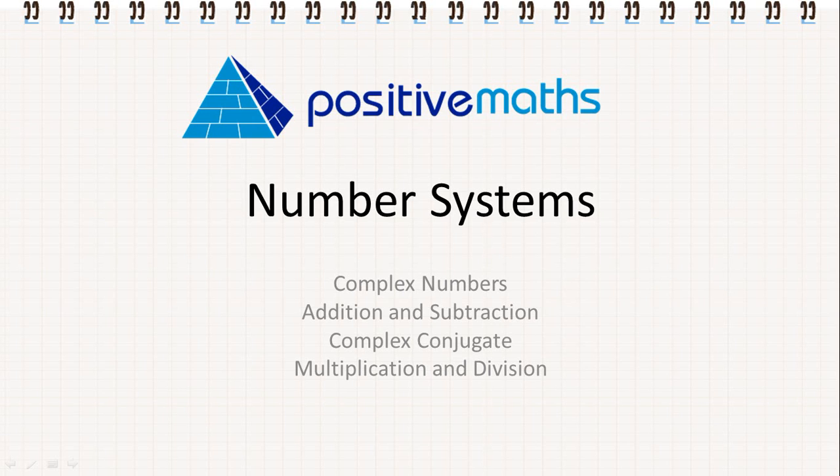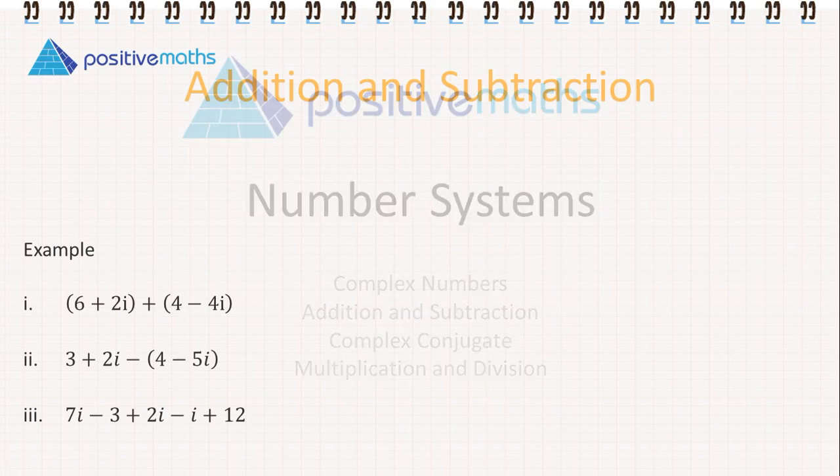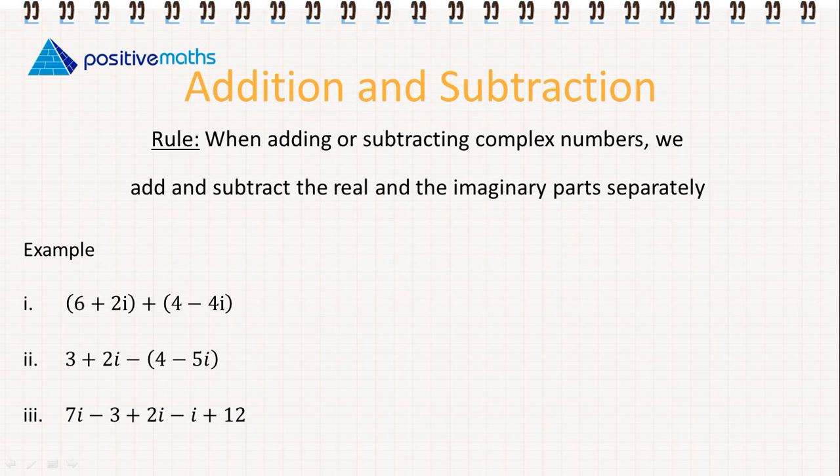In this video for Positive Maths, we're going to learn about complex numbers. When it comes to addition and subtraction of complex numbers, we add and subtract the real and the imaginary parts separately. So the rules are very similar to those we use for algebra as well. Let's go through an example to see how it works.